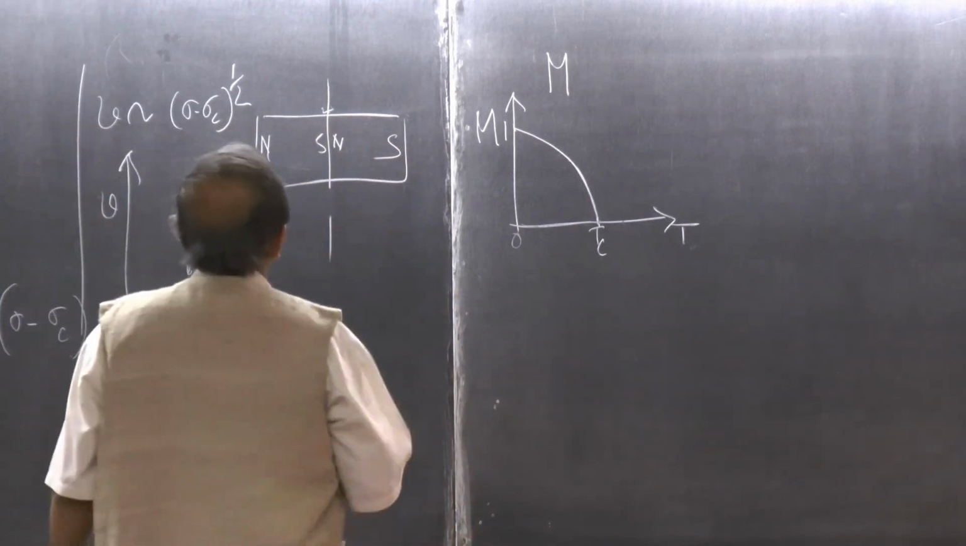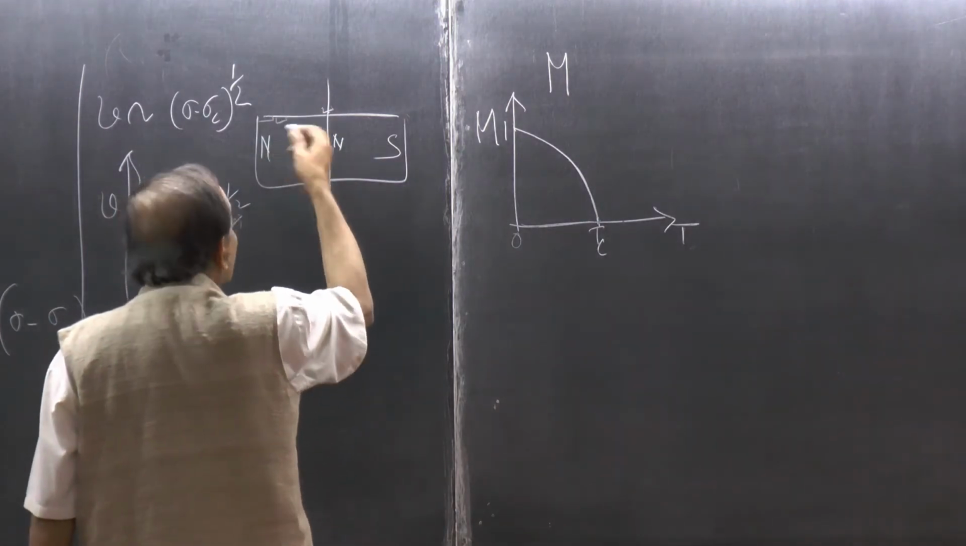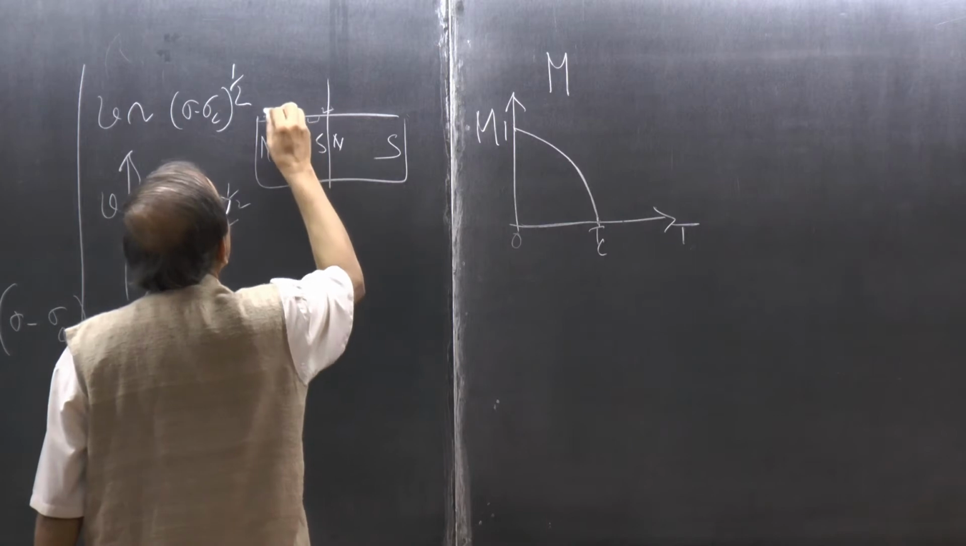So what happens is that these dipoles are tiny dipoles in a ferromagnet. Somehow they are ordered, so north.